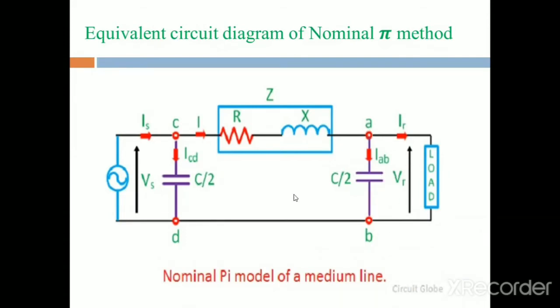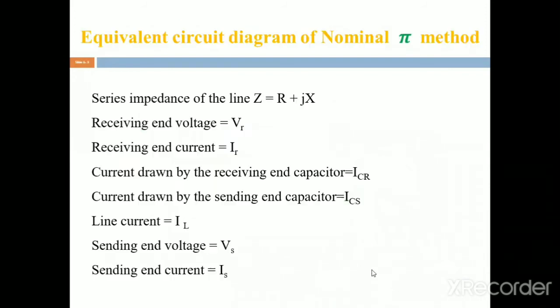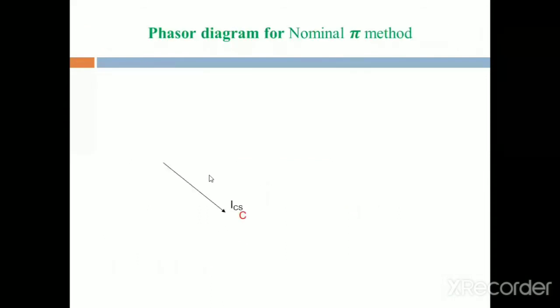This is the equivalent circuit diagram for the nominal pi method of a medium transmission line. Nominal pi method of a medium transmission line. Next one is the equivalent circuit diagram. Next one is the phasor diagram.